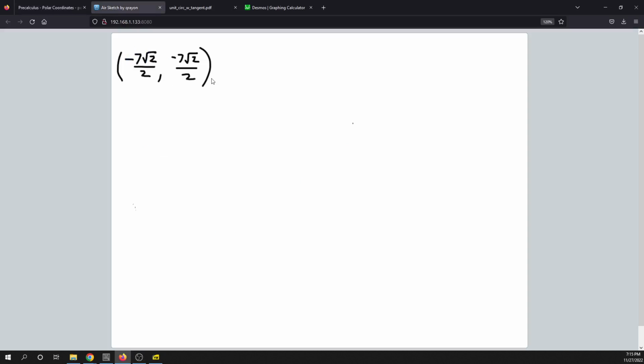Okay, so we want to convert this into polar coordinates. These are Cartesian coordinates, so this would be my value for x, and this would be my value for y. So the equations that we're going to be using are r squared equals x squared plus y squared, and tan theta equals y over x.